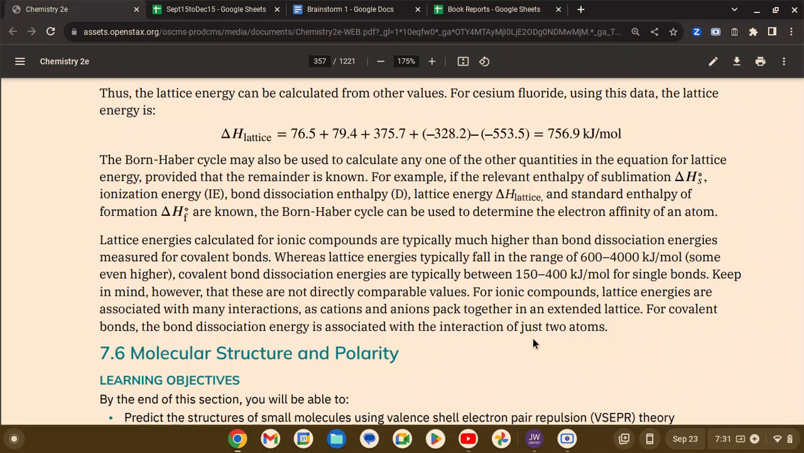Keep in mind, however, that these are not directly comparable values. For ionic compounds, lattice energies are associated with many interactions as cations and anions are packed together in an extended lattice. For covalent bonds, the molecular dissociation energy is associated with the interaction of just 2 atoms.